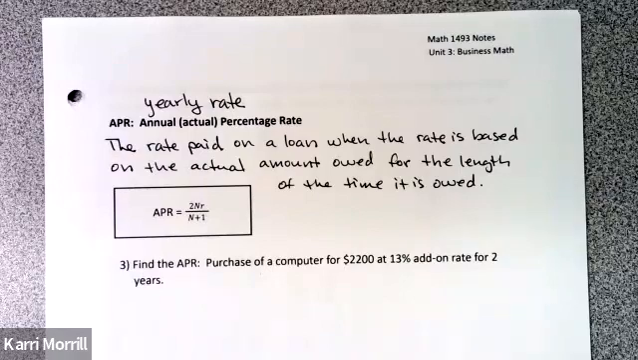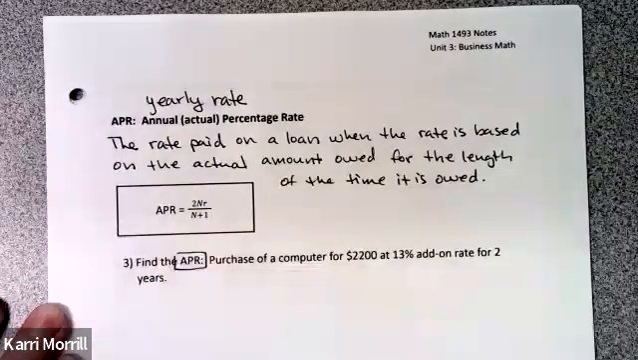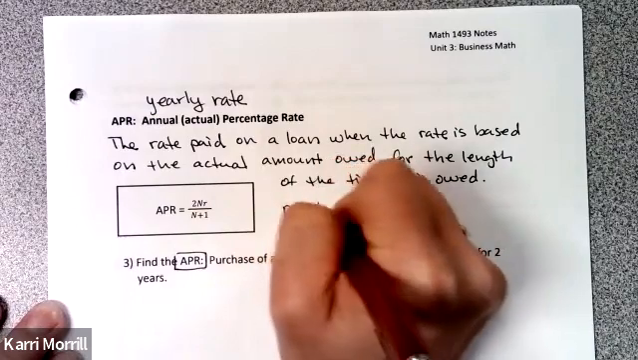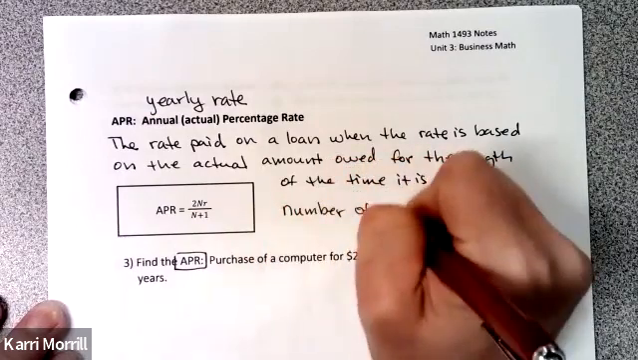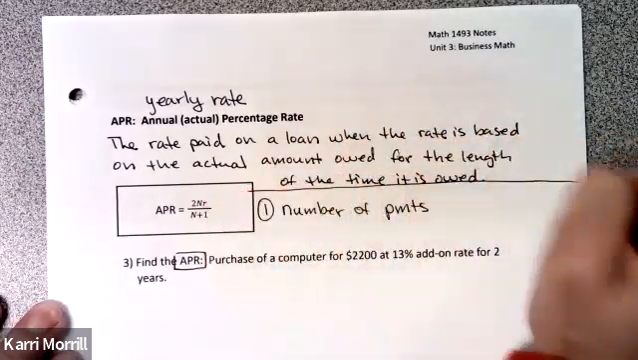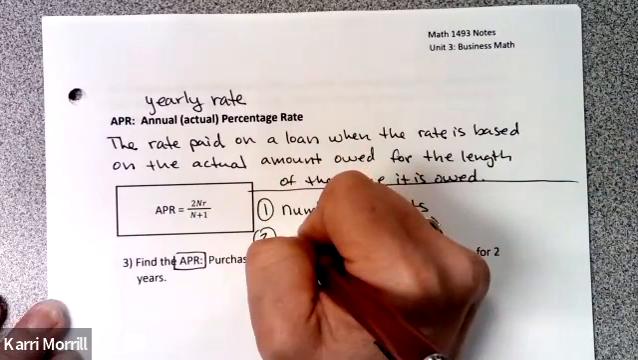Okay, so find the APR. It says you're going to purchase a computer for $2,200 at 13% add-on rate for 2 years. I'm only finding the APR. So when we're finding the APR, you just need to know two things: number of payments and the first rate, like your little rate.